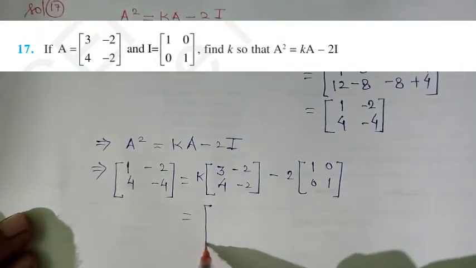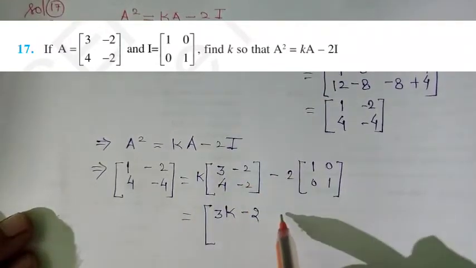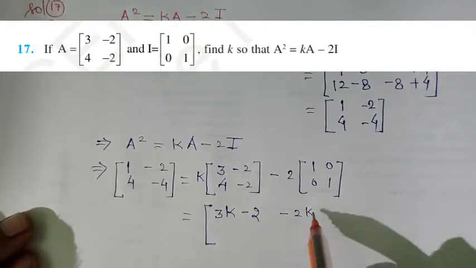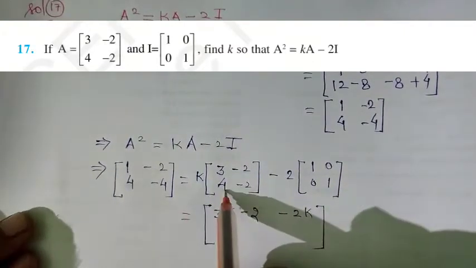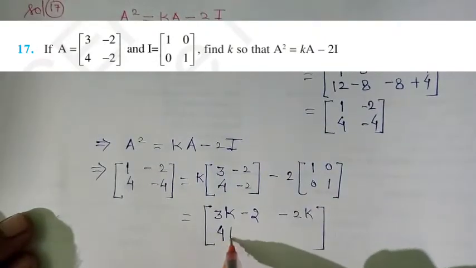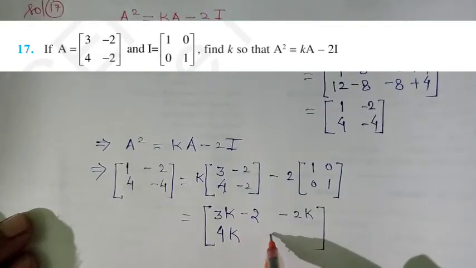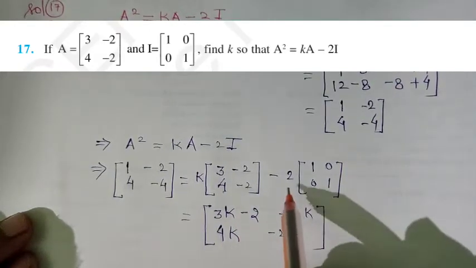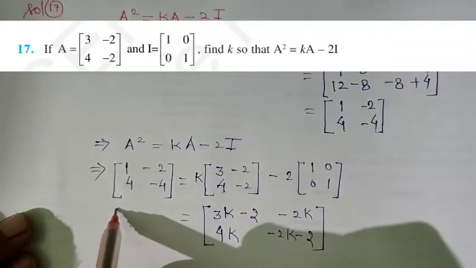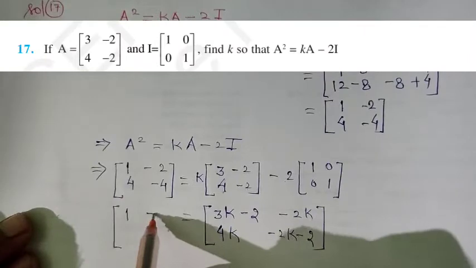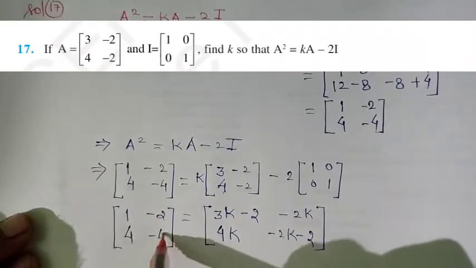If we simplify this, we'll be getting 3k minus 2, minus 2k plus 0, doesn't matter, 4k, and this will be minus 2k minus 2, and this is equal to this matrix, the A square matrix, which we just found.